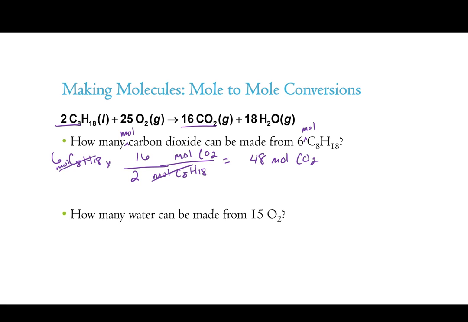Sig figs, we're back to math, so sig figs are back in play. The amount of sig figs comes from what you're given in the problem. So I was given 6 moles of butane, which is one significant figure. So I have to round my answer to one significant figure. So it actually rounds to 50.